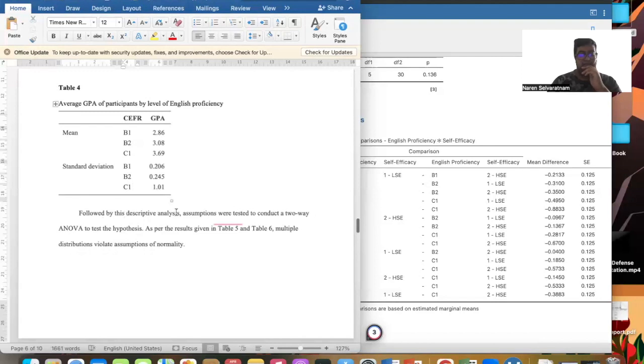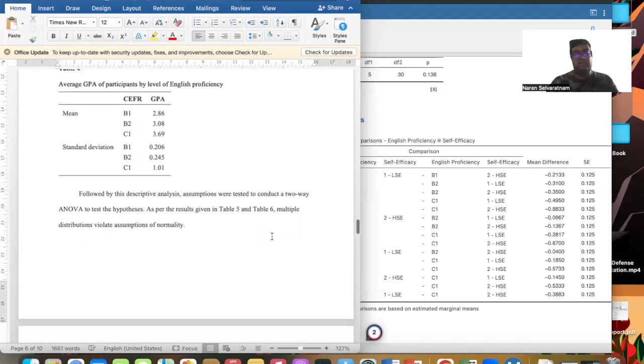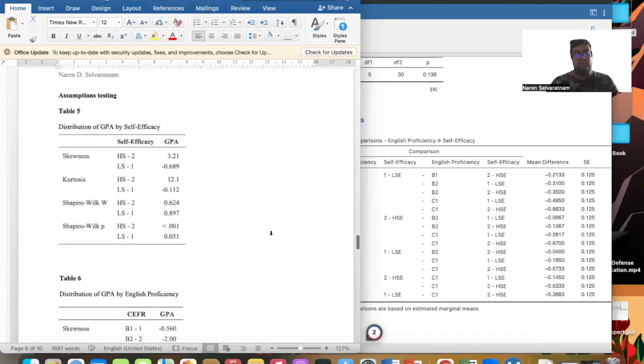Followed by this descriptive analysis, assumptions were tested to conduct a two-way ANOVA to test the hypotheses. As per the results given in table 5 and table 6, multiple distributions violate assumptions of normality.